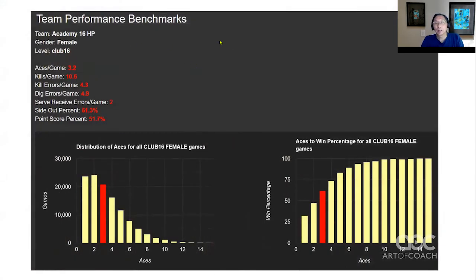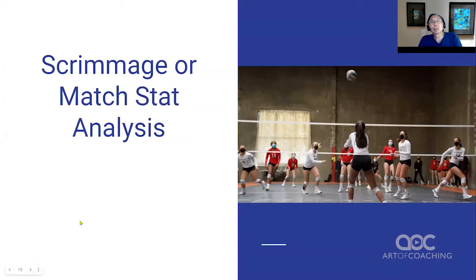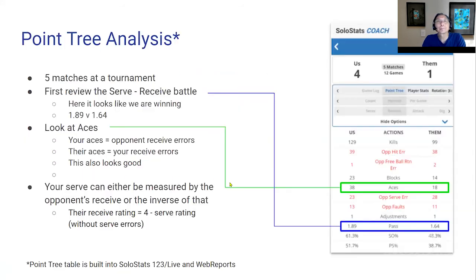Okay, so now let me jump past these. All right, so let's talk about the scrimmage or match stats analysis. We talked about a wizard, and the wizard tells you which stats to collect. My team is somewhere between high intermediate to advanced. Within this particular tournament, we're playing at an advanced level, so we captured all the stats we need: serve and receive ratings, attacks, digs, blocks.